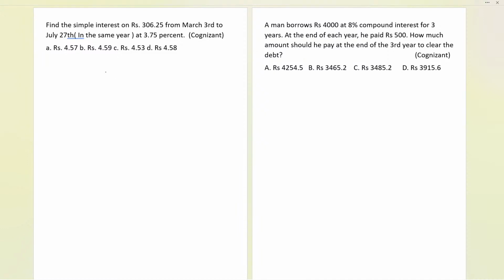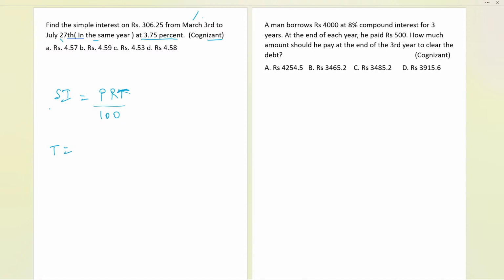Okay, so now let us see this part. Find the simple interest on 306.25 from March 3rd to 27th July in the same year at 3.75%. That is a question from the Cognizant company. We all know the simple interest formula, but here the time interval is given. How can I calculate? PRT by 100 is the formula we have, but the challenge is that we have to calculate the time. How can I calculate the time here?